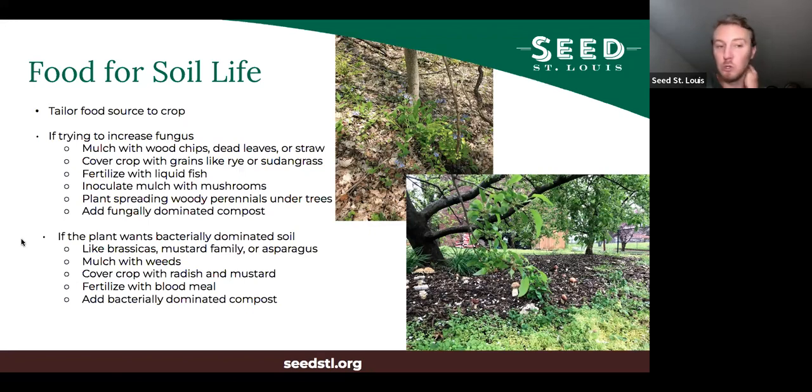And then if the plants want a bacterially dominated soil, so this is pretty much just things like brassicas, mustard family, and asparagus, then you want to mulch with weeds. All those weeds you're pulling out, those make great mulches for your brassicas, your mustard family, and your asparagus. They will love that as a mulch. And you want to be cover cropping with things like brassicas and mustards, things like radishes or broadleaf mustards. Fertilize with blood meal and add bacterially dominated compost.